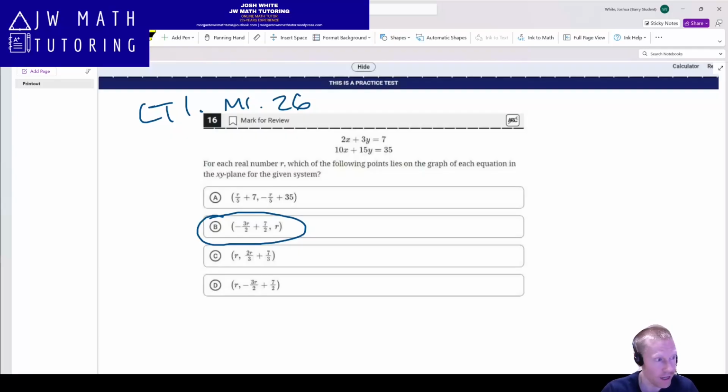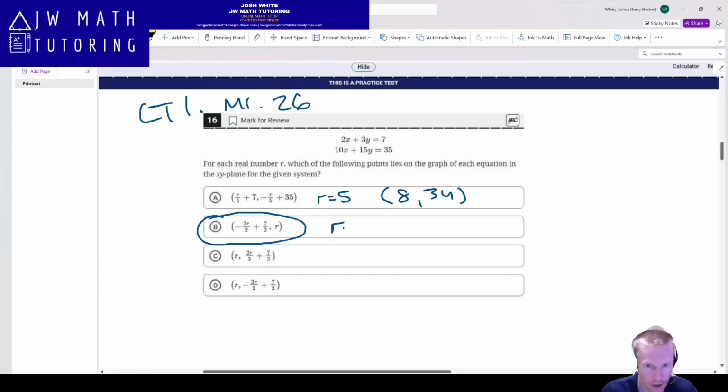So for example, for A, I let r equal, let's see here, 5. The reason I did that is because that gets rid of these fractions, and it comes out to a nice point value of 8, 34. Because it basically becomes 1 plus 7 is 8, and negative 1 plus 35 is 34. All right, and that is not going to be on the line, if you plug that in.